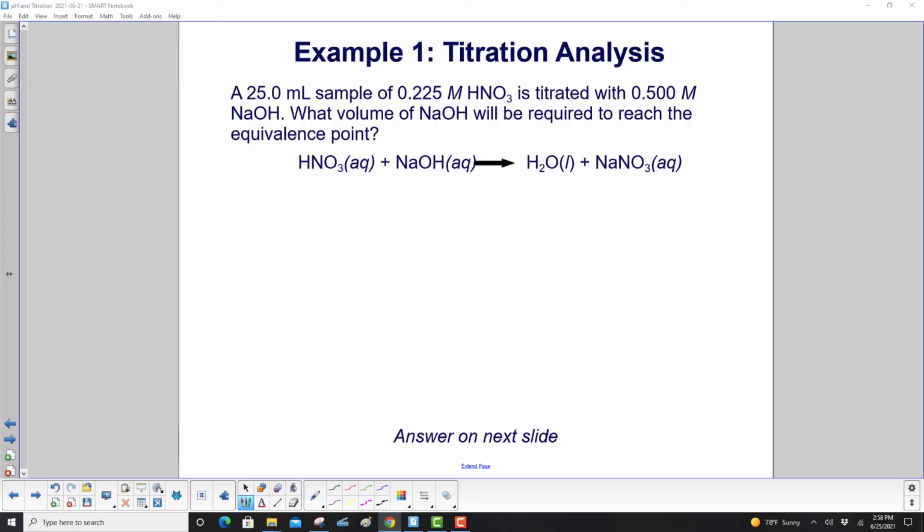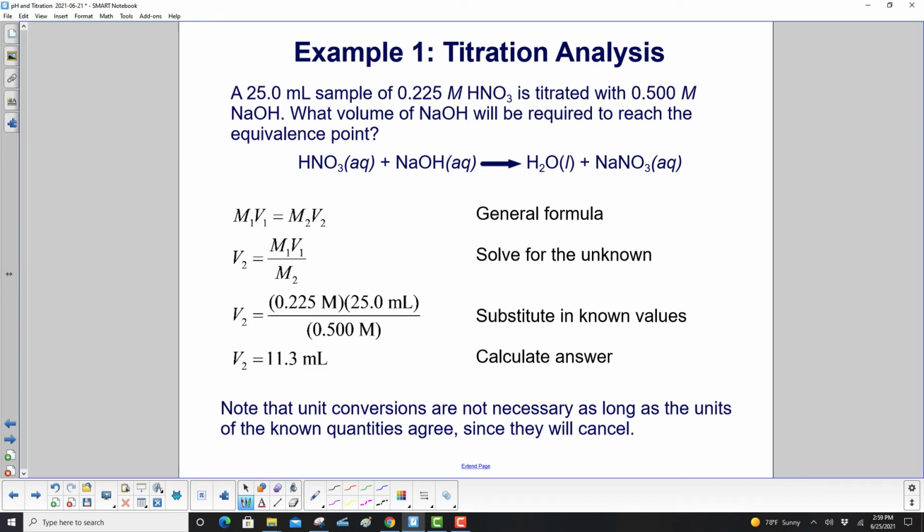A 25 milliliter sample of 0.225 molar nitric acid is titrated with 0.500 molar sodium hydroxide. What volume of sodium hydroxide will be required to reach the equivalence point? We use our general formula here, M1V1 equals M2V2, and then we solve for the unknown, which is V2, the volume of the sodium hydroxide, right over here. We then plug in our givens, do the math, and we get 11.3 milliliters. Please note that unit conversions are not necessary as long as the units of the known quantities agree, since they will cancel out in the equation.